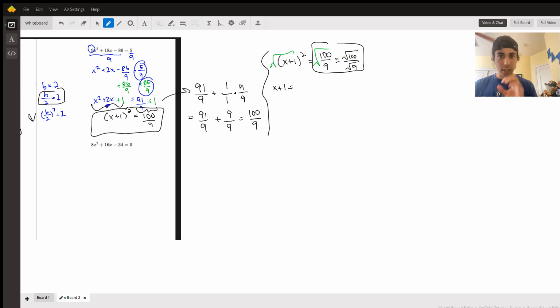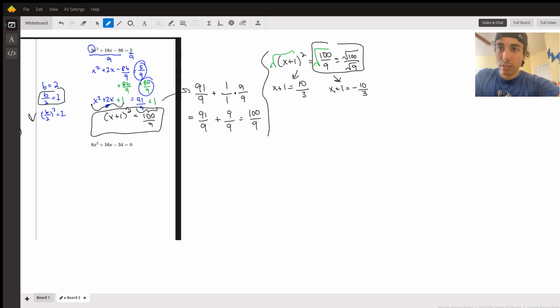Okay, so the square root of 100 is 10, the square root of 9 is going to be 3. All right, so remember, one of them is positive, so it would be equals 10 over 3. That would be one of our equations, and as we split it, our other one is going to be equal to negative 10 over 3. All right, so again, we're going to subtract 1 on both sides.